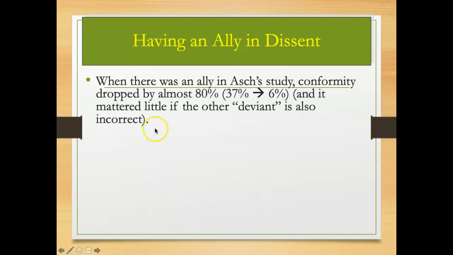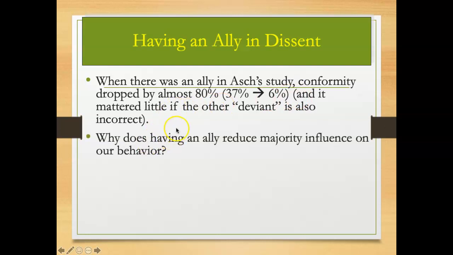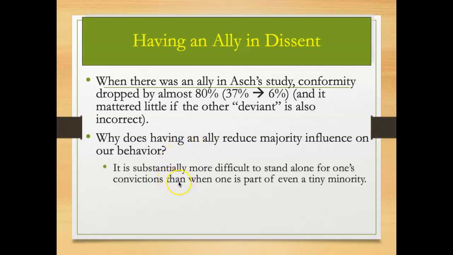We've talked about this: when there was an ally, a deviant ally, in Asch's study, conformity dropped precipitously. Why does having an ally reduce majority influence on our behavior? Well, it's harder to stand alone than it is to have some social support, be a part of even a tiny minority. Social support is valuable. That gets us to a couple of things.